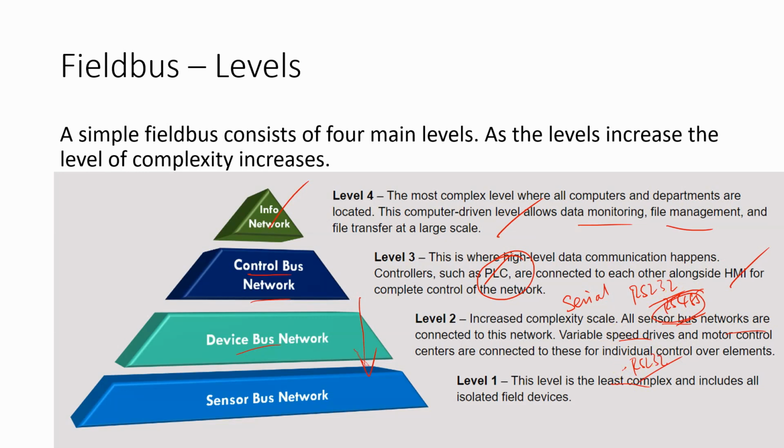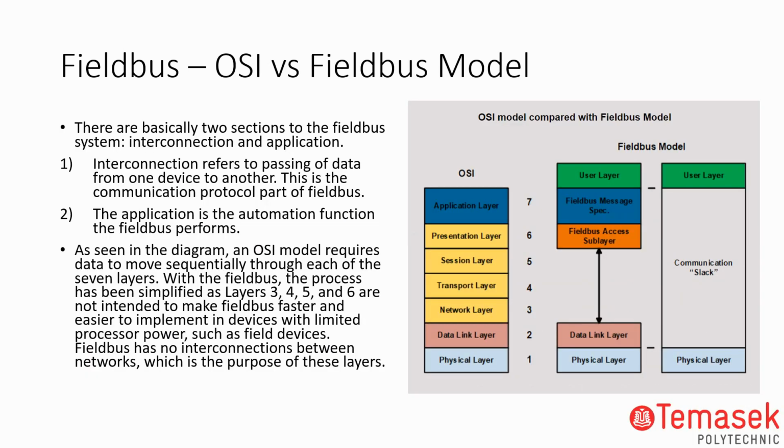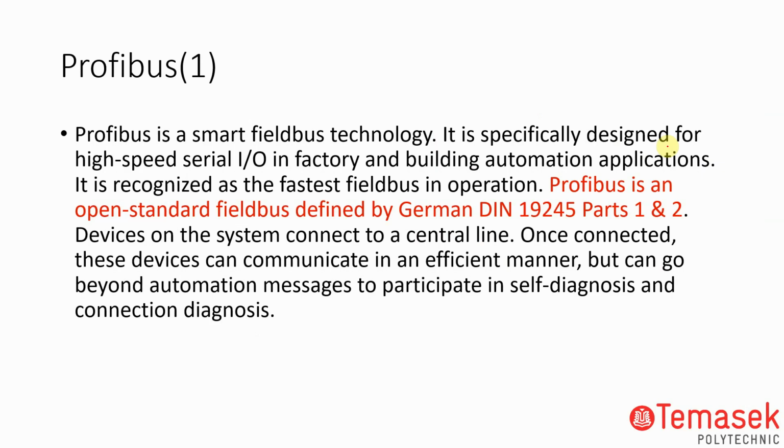So in terms of OSI and fieldbus, it's either this or this. Communication protocol, so you have the message and sub layer and the user layer at the end of the day. One of the fieldbus is Profibus. It's a standard by the Germans, mainly Siemens, for having a fieldbus. Specific design for high-speed serial.